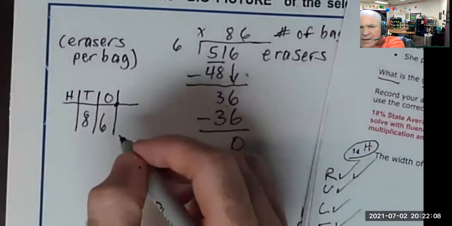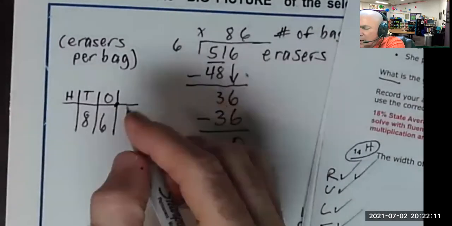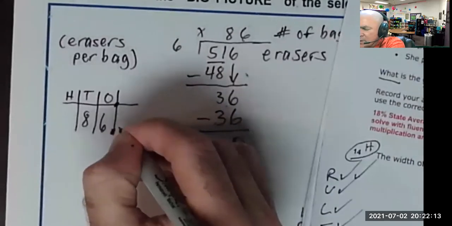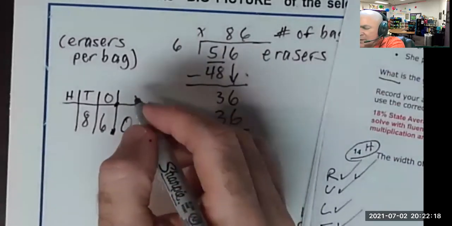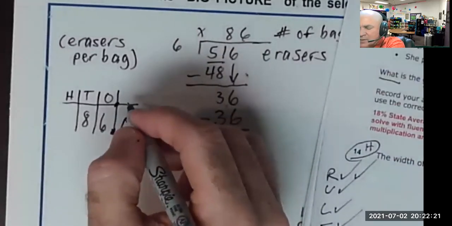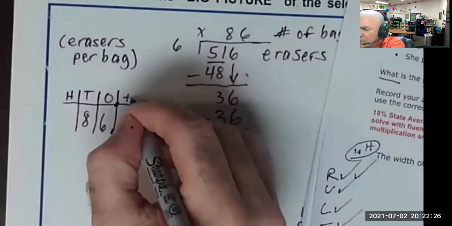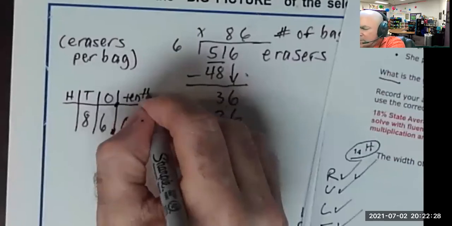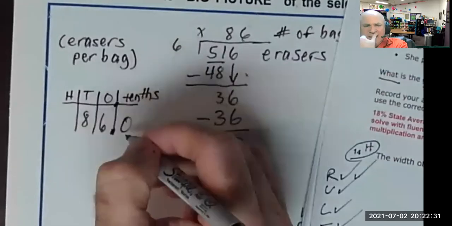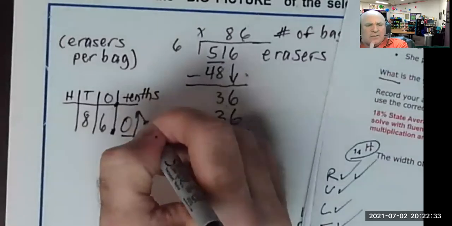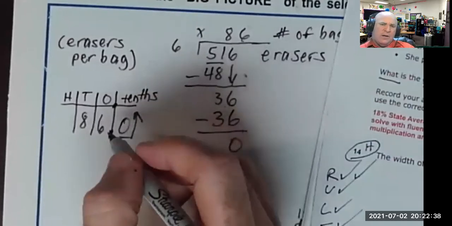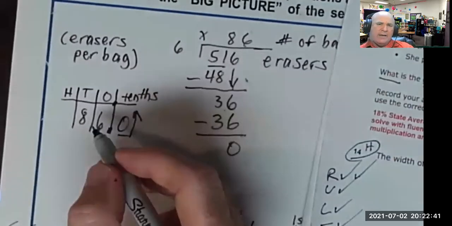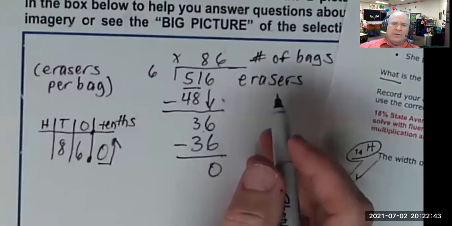So your kids could say 86 and leave it, or 86 and nothing else, because we know that this is tenths. We'll actually write that there so that 86 and 0 tenths, or 86 and nothing else. So my answer is 86, and my keyword is 86 bags. So there you have it.